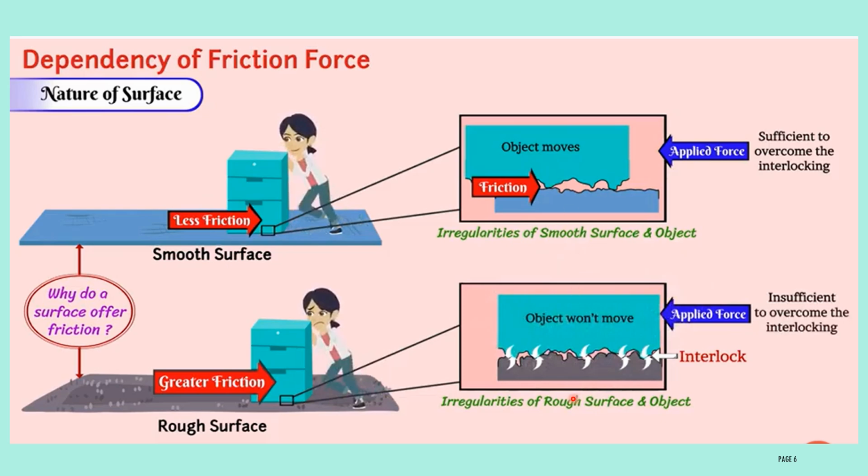But in the case of a rough surface, you have more irregularities. When the object comes in contact with these irregularities, the interlocking will be more. Then if you want to make the object move, you have to apply more force. Sometimes even if you apply more force, the object will not move at all because of the strong interlocking. This we call greater frictional force.